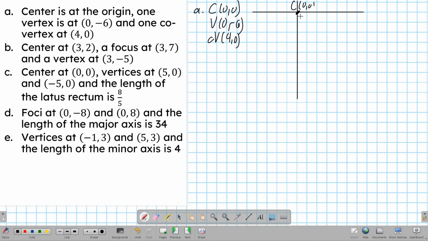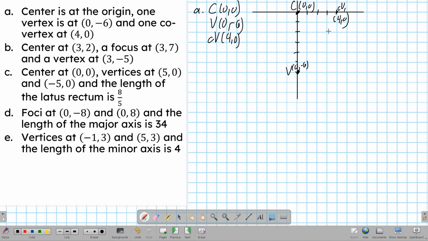So the center is at 0, 0. Then, one vertex at 0, -6. 1, 2, 3, 4, 5, 6. And since one co-vertex is at 4, 0, 1, 2, 3, 4. So what would now be the equation of this hyperbola?